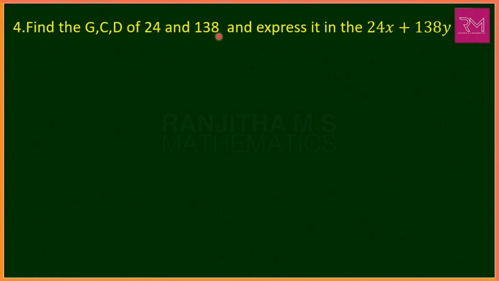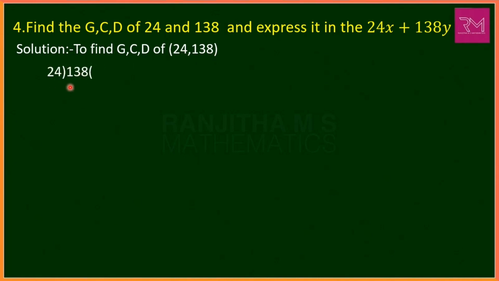Find the GCD of 24 and 138 and express it in the form of 24x plus 138y. To find the GCD of 24 and 138, we apply the division method. Take 138 as dividend and 24 as divisor. We divide 138 by 24. The quotient is 5, since 24 into 5 is 120. If we take 6, 24 into 6 is 144, which is greater than 138. Therefore we take the lesser value, 24 into 5 as 120. Next, we subtract 120 from 138 and get a remainder of 18.